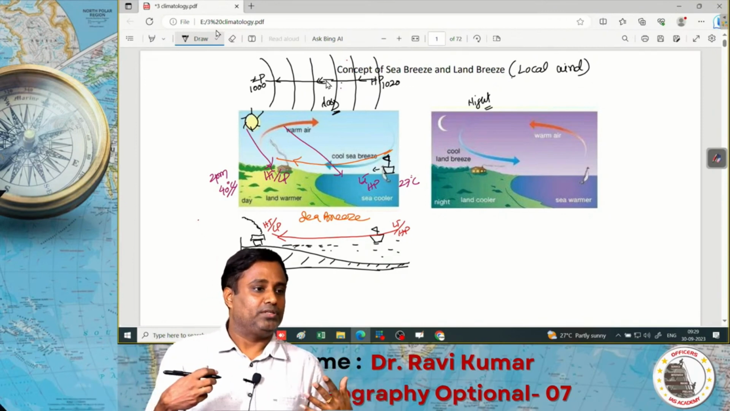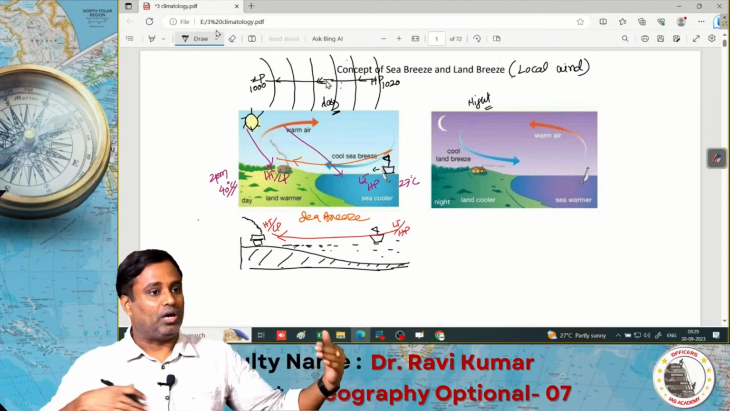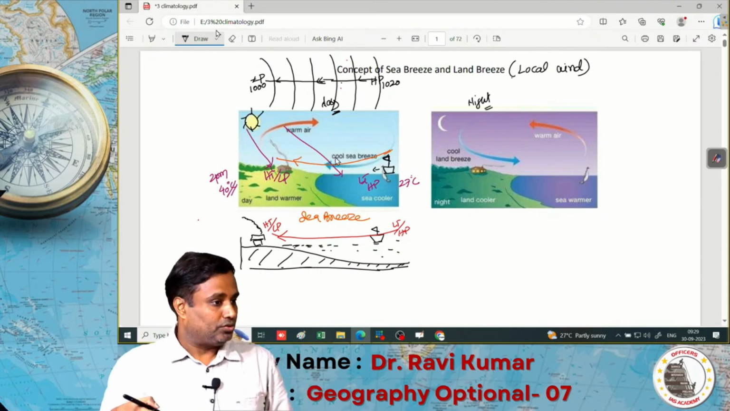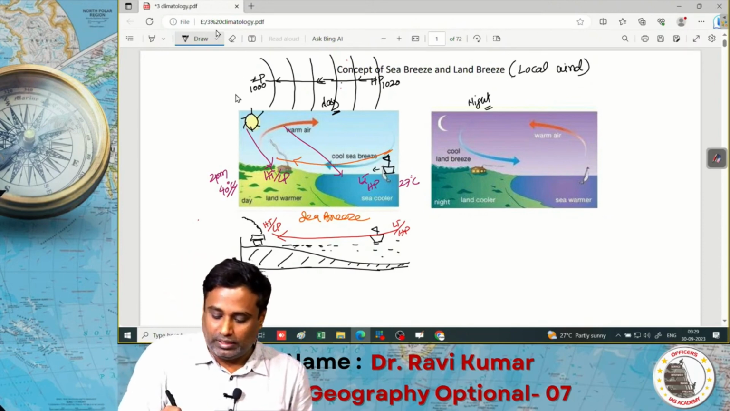So sea breeze and land breeze don't flow parallel to the coast, they always flow perpendicular to the coast. That is because of isobars, right? So this is land, this is ocean.